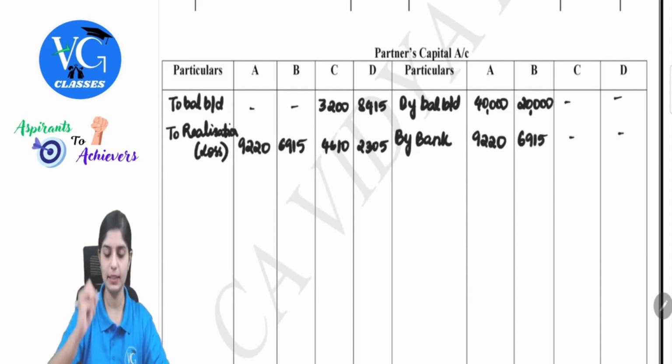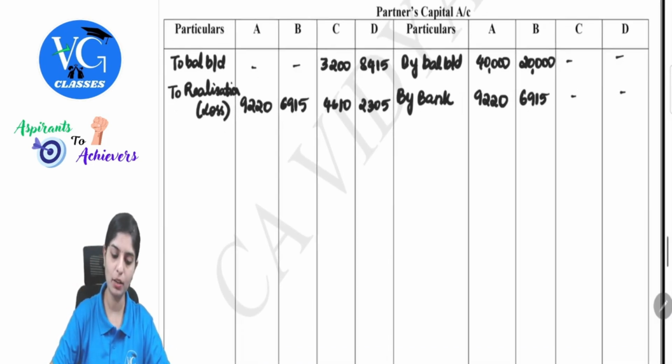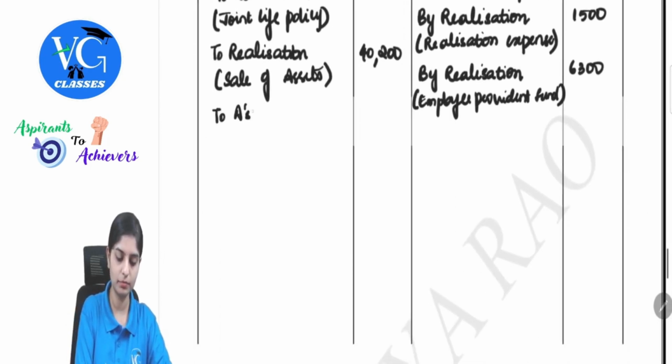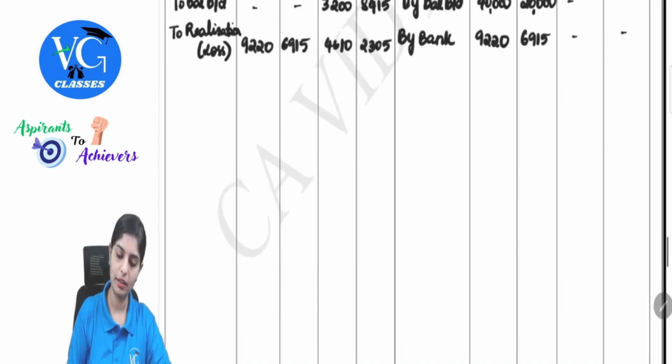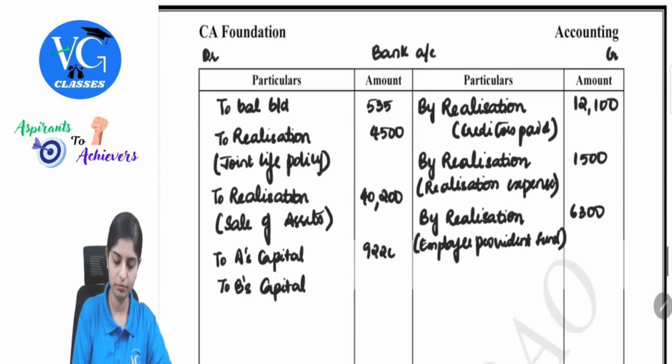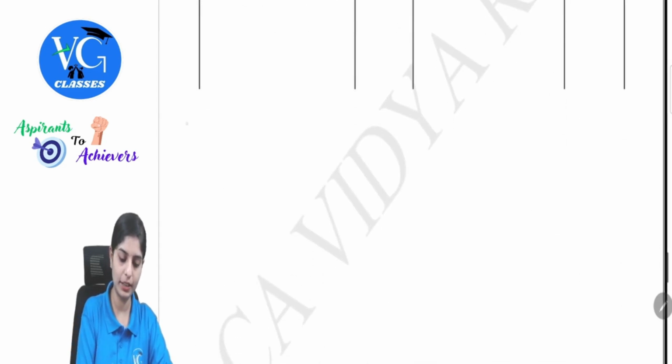92206915. Is this understood? So by bank to A's capital, to B's capital, 92206915. Now let's calculate the deficiency.